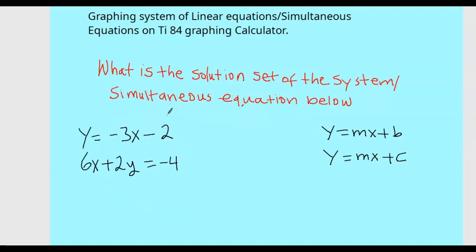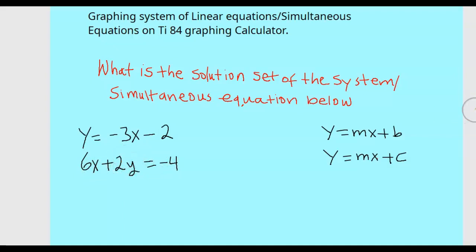All right, let's solve this simultaneous system of equations. Here we have been given y equals -3x minus 2, and here 6x plus 2y equals -4. Though we want to graph it on the TI-84, we cannot put this on the calculator because the calculator cannot accommodate it. You have to rearrange it to look like this one. This one is already in the y-intercept form. We have to rearrange the second one.